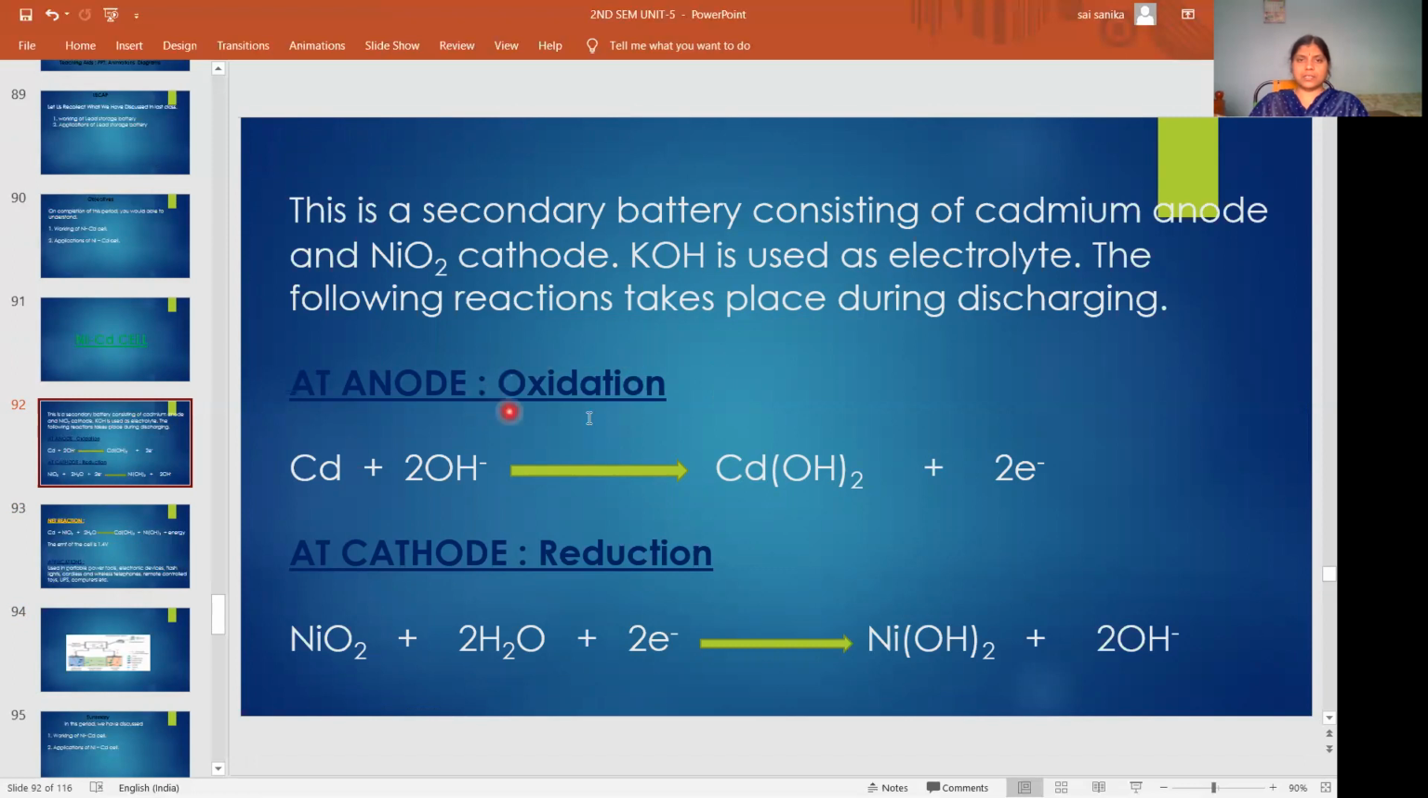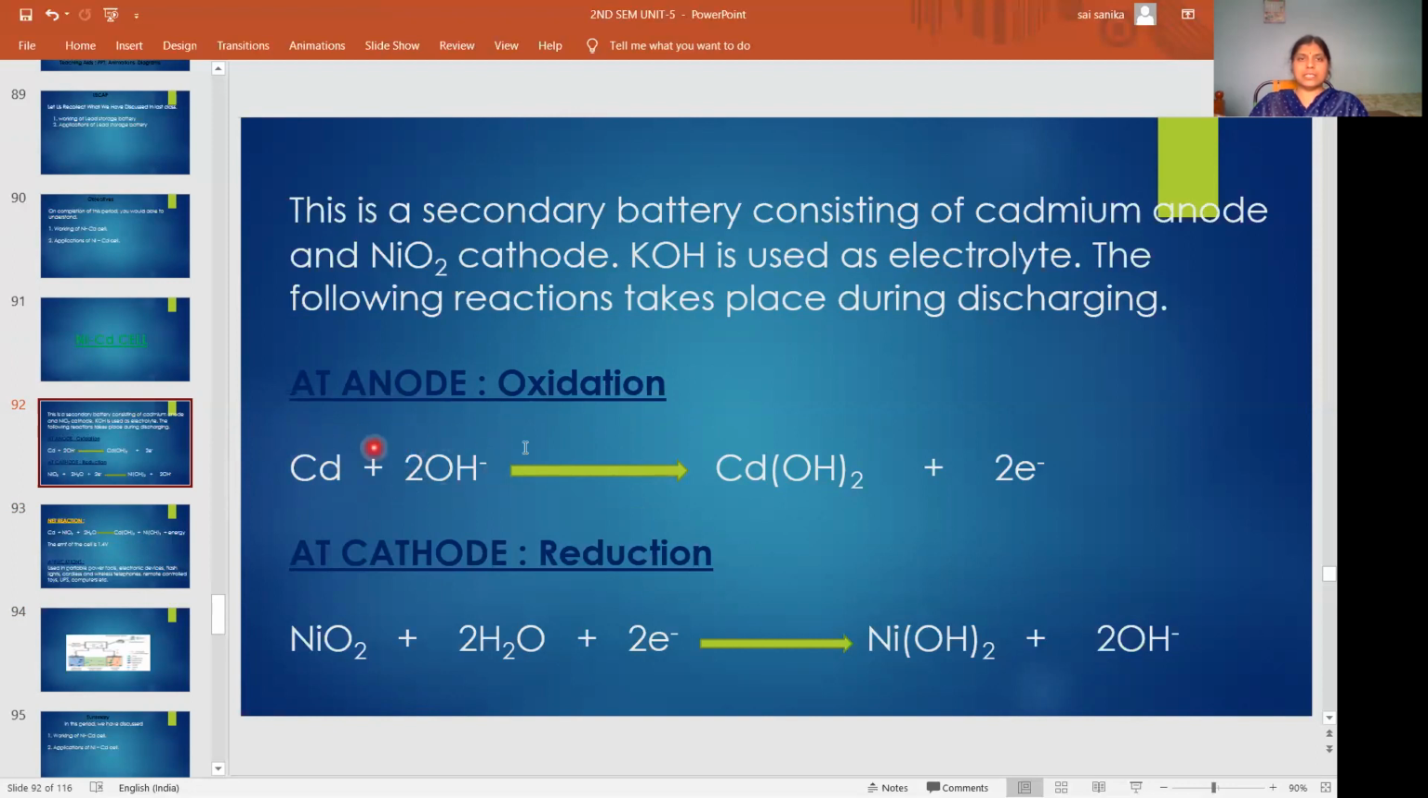Oxidation. What is oxidation? Losing of electrons is called oxidation. So which is undergoing oxidation here? Cadmium. This cadmium is releasing electrons, so it is converting into Cd plus 2. Okay, so then it is reacting with hydroxy ions.